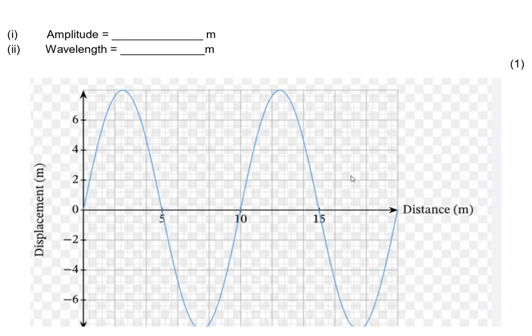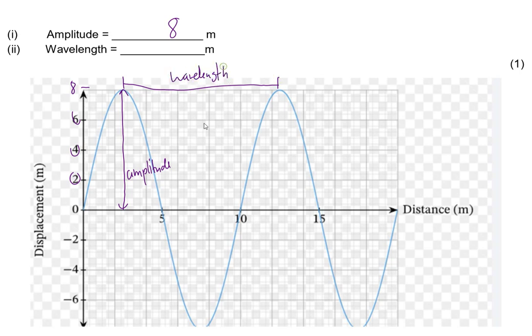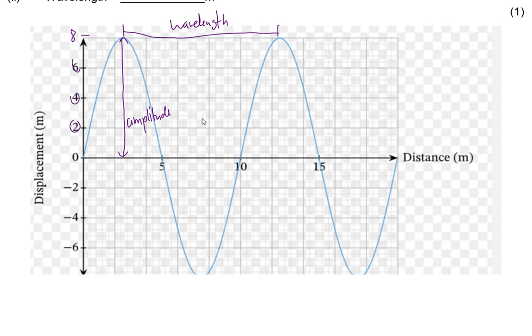Now amplitude is pretty much the height of the wave, so from here to here, this is the amplitude. Now how do I know? This is 2, 4, 6, so by default the next one will be 8, therefore this is 8. Now wavelength is from one peak to the next peak, so this is wavelength. Again, look carefully, it's from here to here.